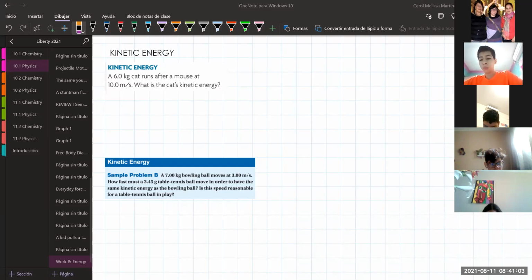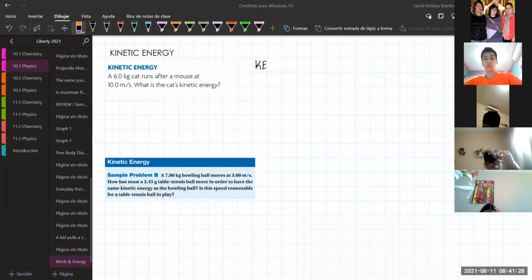The first example that we're going to be working on is: a 6 kilogram cat runs after a mouse at 10 meters per second. What is the cat's kinetic energy? So first of all, what we need to be working on is we need to see the formula. The formula to get kinetic energy is very simple. It is this one.